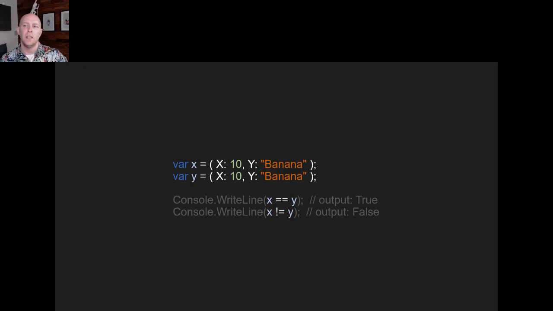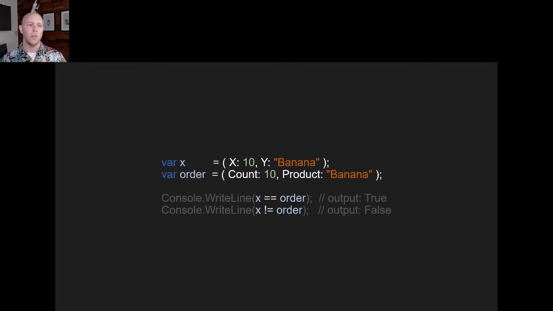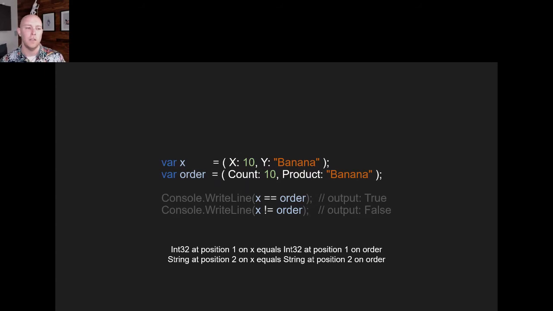A little caveat here is that this also seems to work, and you go, wait, what? It does not care about the property values at all, or property names. It just looks at positions. So it looks at int at position 1 equals int at position 1, string at position 2 equals string at position 2, then they're good to go. Whether or not it's called x and count or y and product, it doesn't care. Very important note.